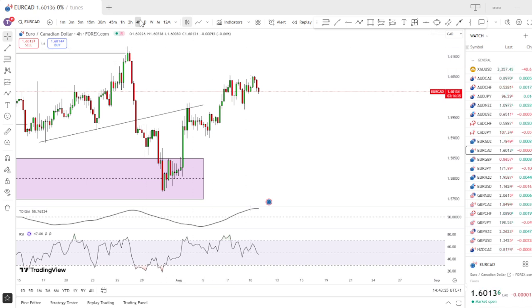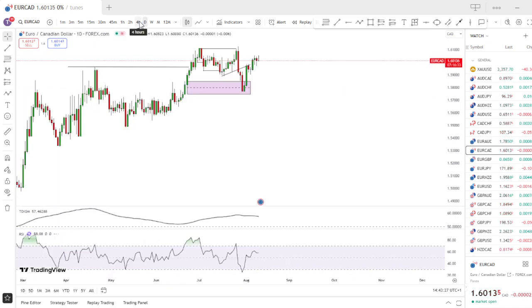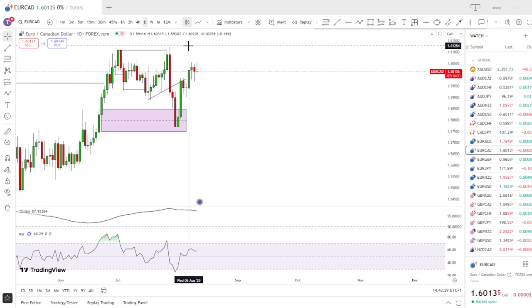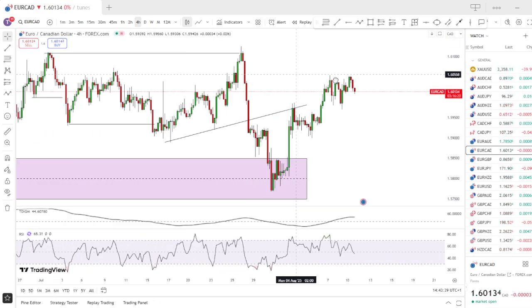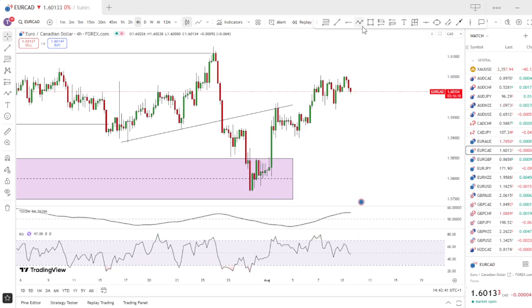Or let me just quickly check that on the daily. Okay. I mean, we're still not necessarily close enough to where I'll be quite comfortable for the sales. We're not that close to it. All right, so let's just mark out this point first.